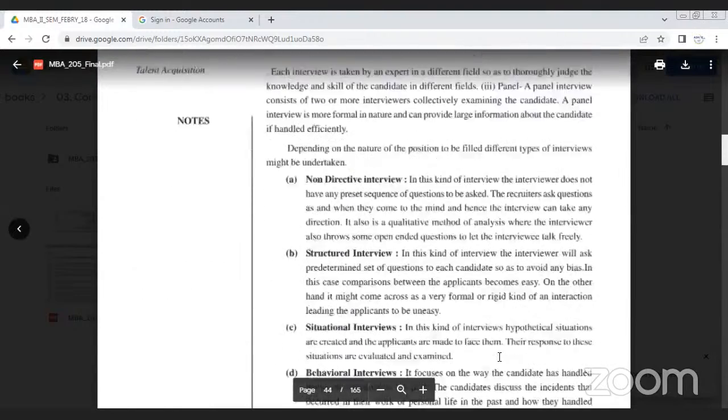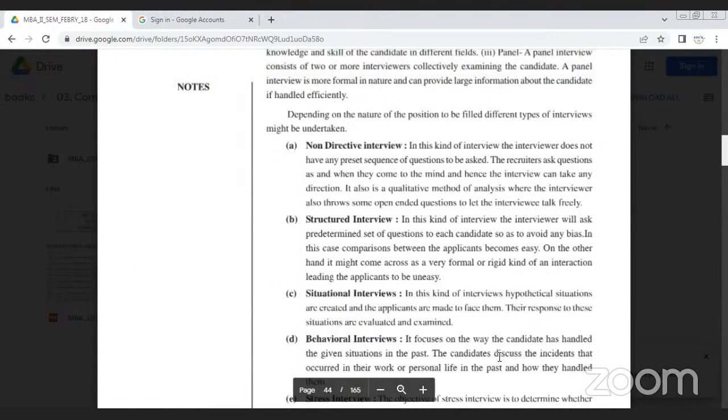The first is the non-directive interview. In this kind of interview, the interviewer does not have any preset sequence of questions to be asked. The interviewer asks questions as and when they come to mind, and hence the interview can take any direction. It also is a qualitative method of analysis where the interviewer also throws some open-ended questions to let the interviewee talk freely. Structured interview.